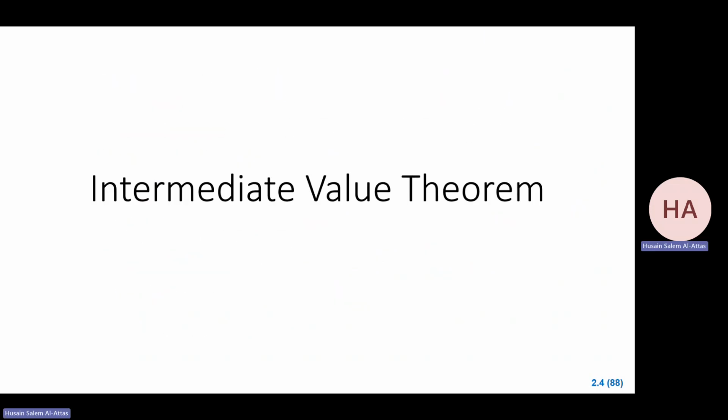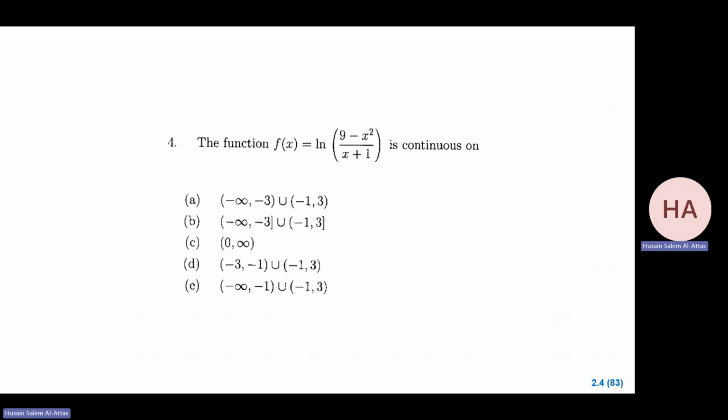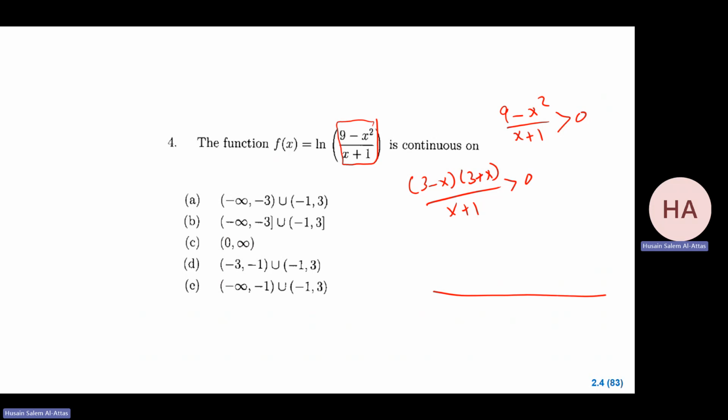Okay. Sometimes they complicate the function, like in this one. This was a little bit of an old exam. So I need this argument to be greater than 0. So I need to do the calculation: 3 minus x, 3 plus x over x plus 1, positive. So I plug it here. I have minus 3, minus 1, and 3. And check which interval will be positive. By the way, all of them will be excluded, because it's greater than 0.